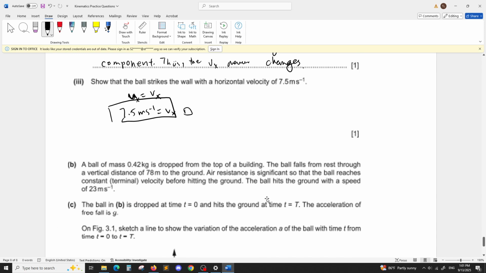Okay. A ball of mass 0.42 kilograms is dropped from the top of a building. The ball falls from rest through a vertical distance of 78 meters to the ground. Air resistance is significant so that the ball reaches a constant speed before hitting the ground, and the ball hits the ground with a speed of 23 meters per second.